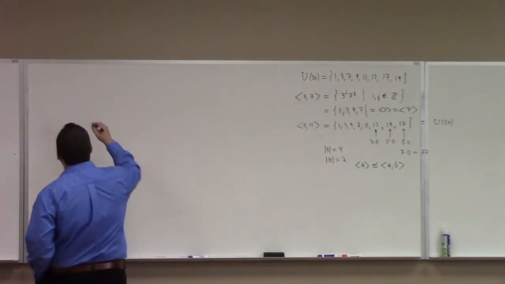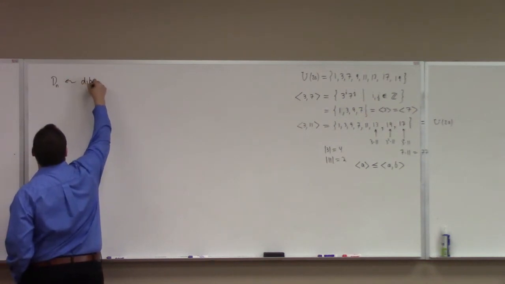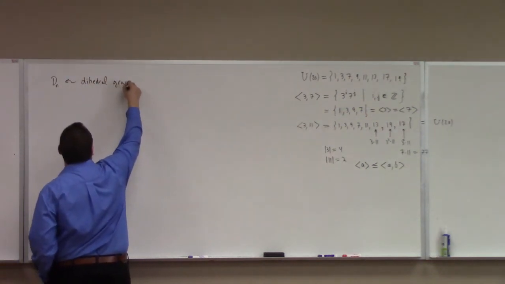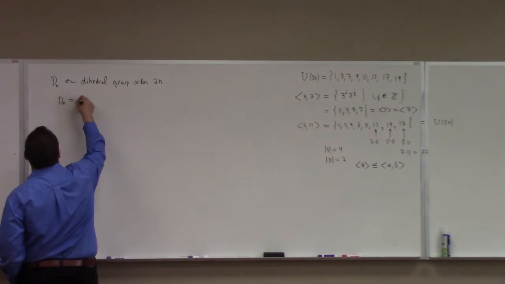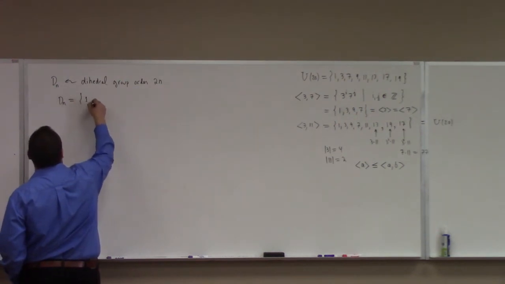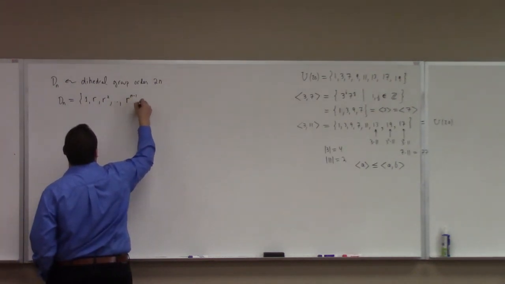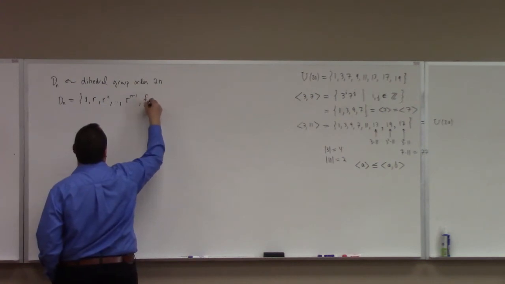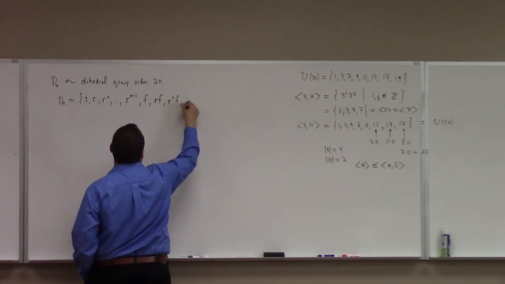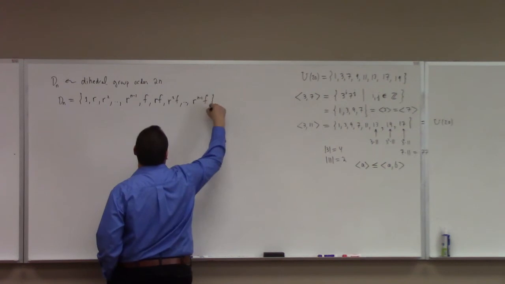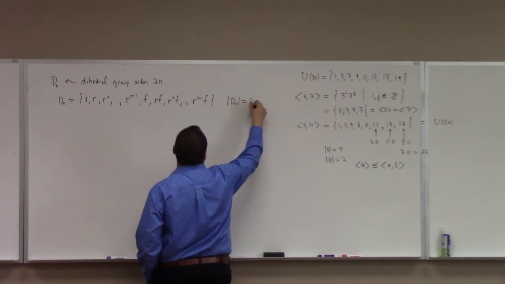I can tell you this much. Dn, so this is the dihedral group of order n, or rather, order 2n, isn't it? I explained that we can write this as the identity element, then a rotation squared, up to rotation to the n minus 1, a reflection, rotation times the reflection, rotation squared times the reflection, up to rotation to the n minus 1 times the reflection. So you can count that the order of Dn is 2n.